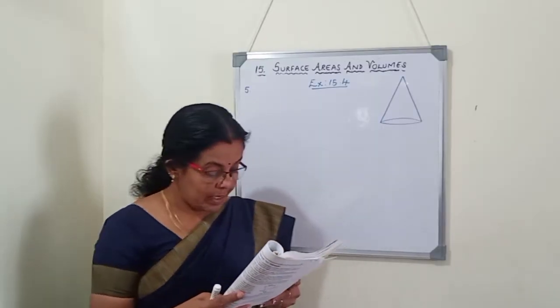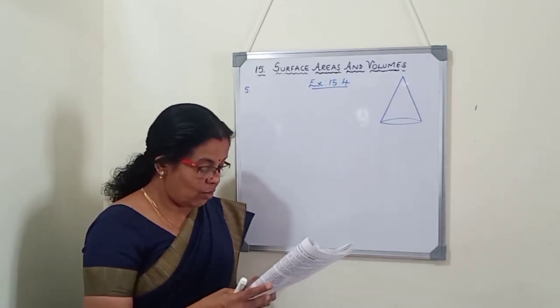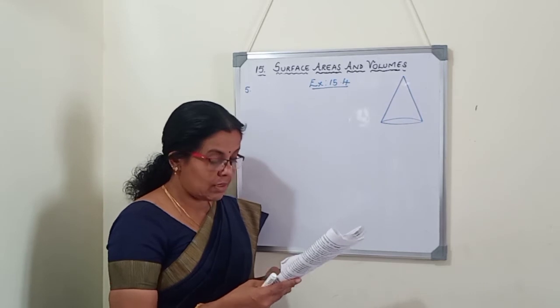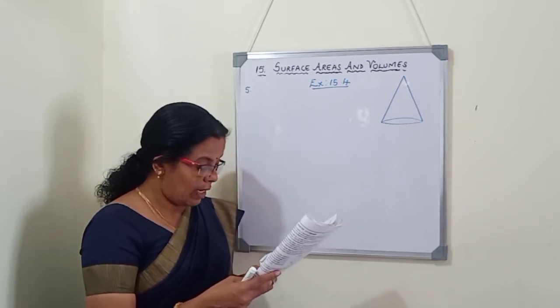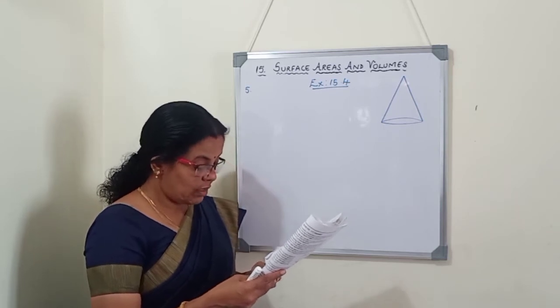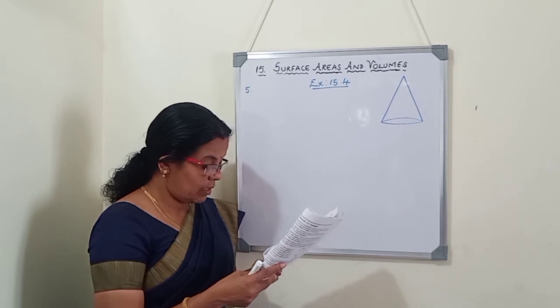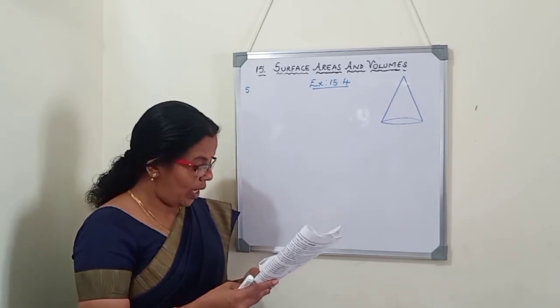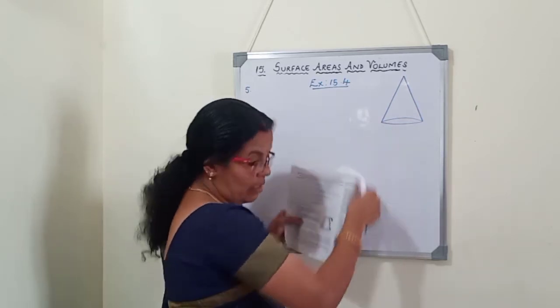Next question. A metallic right circular cone 20 cm high and whose vertical angle is 60 degree is cut into 2 parts at the middle of its height by a plane parallel to its base. If the frustum so obtained be drawn into a wire of diameter 1 by 16 cm, find the height of the wire. A metallic right circular cone 20 cm in height.